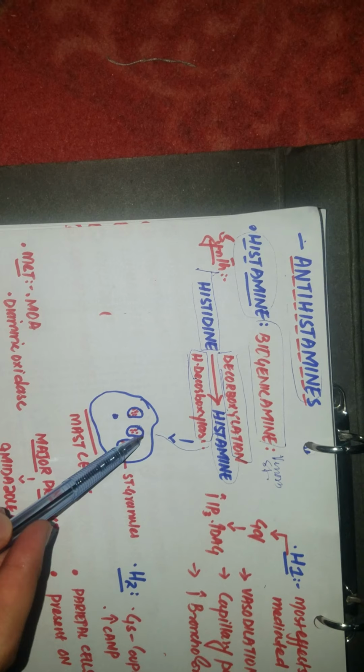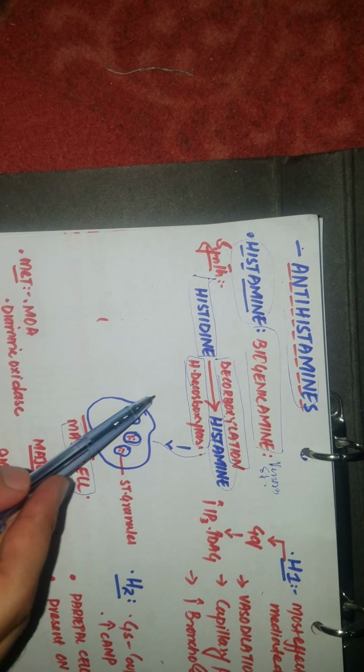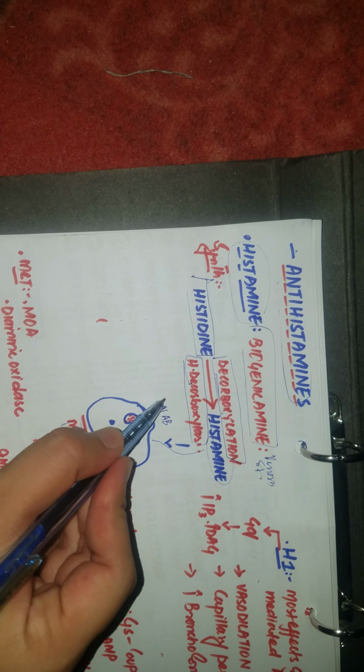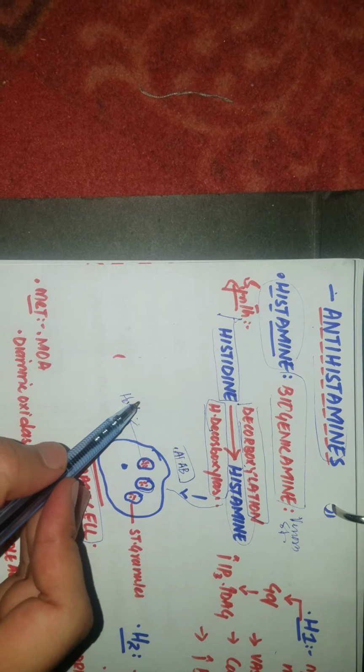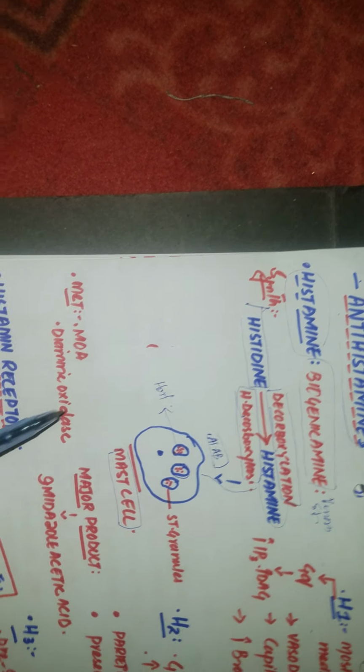After formation, histamine is mostly stored in the storage granules of the mast cells, and upon activation by the antigen-antibody reaction or some other stimulus, they secrete those histamines to perform their function, mostly in the inflammatory reactions or in the allergic reactions.